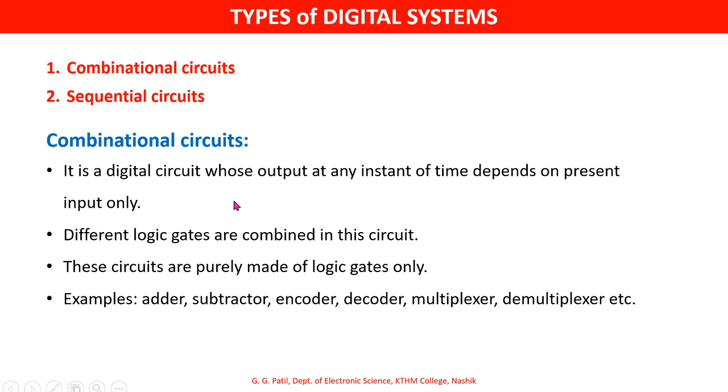Don't bother about the past input conditions. Those conditions need not be taken care of in combinational circuits. So the different logic gates are combined in the combinational circuits. They are purely made of logic gates. The examples of combinational circuits are adders, in that we can take half adder, full adder, subtractor, encoder, decoder, multiplexer, demultiplexer, and all other such circuits.